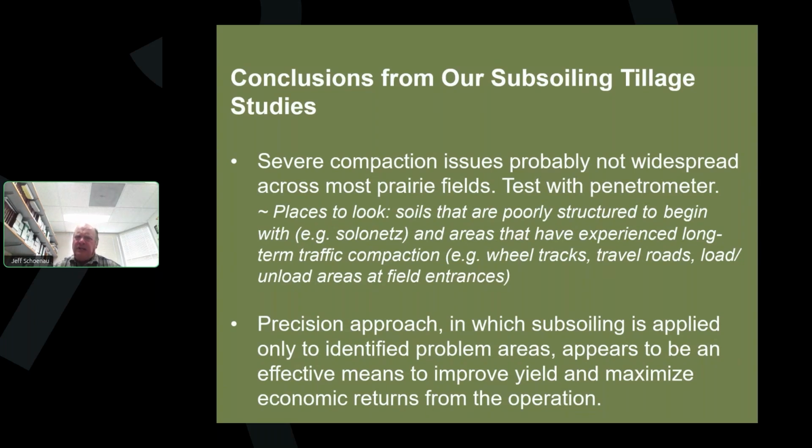And I think here, using a precision approach where that subsoiling is applied to only those identified problem areas where you're exceeding that threshold, from our work, really would seem to be an effective means to improve the yield and maximize the economic returns from the operation, as opposed to going out and doing the whole field, and maybe a large proportion of that field really didn't need or didn't have the ability to respond to that subsoiling operation to begin with.